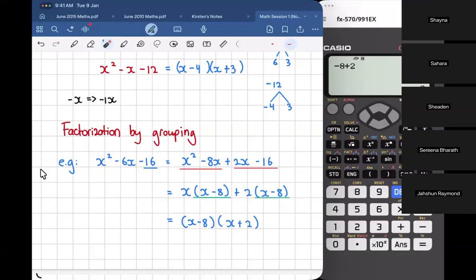So is everybody done copying this example? Tell me. Is everybody done copying this example? Yes, sir. Okay, good. That's cool.